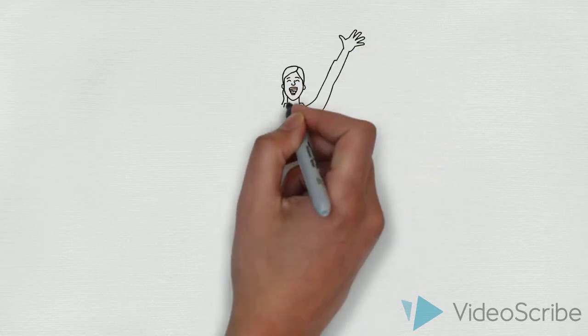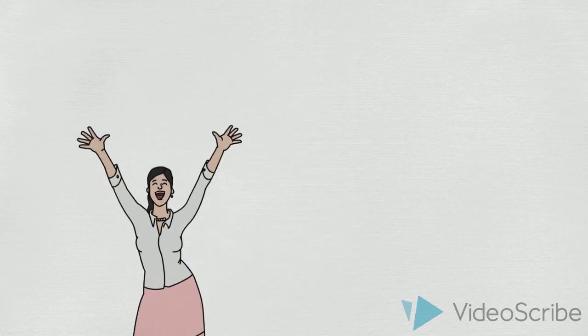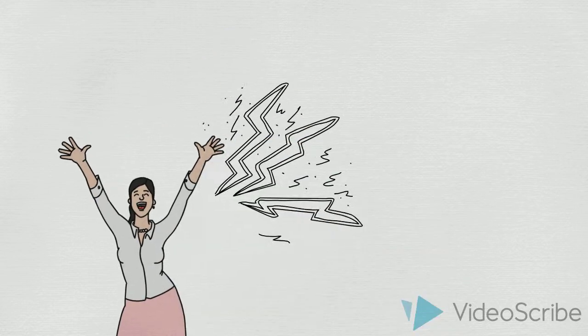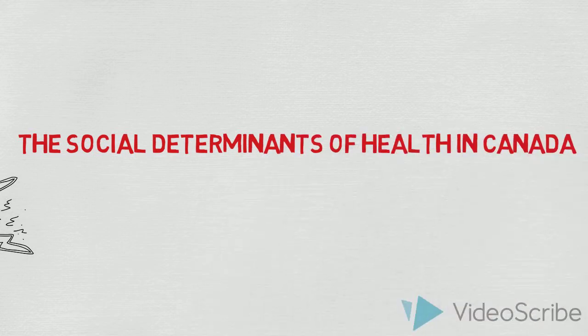My name is Peggy, and this is my stop motion project for GRSJ 224. With this project, I will be talking about the social determinants of health in Canada, with a specific focus on gender.